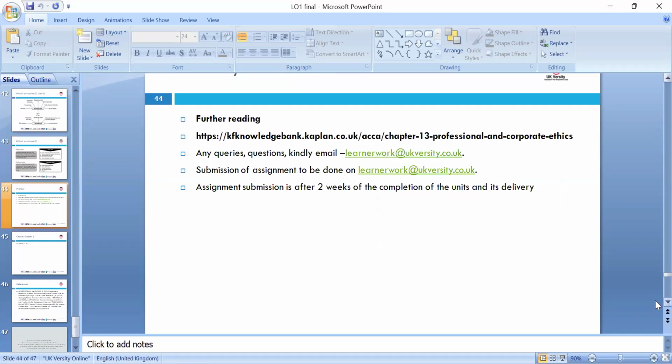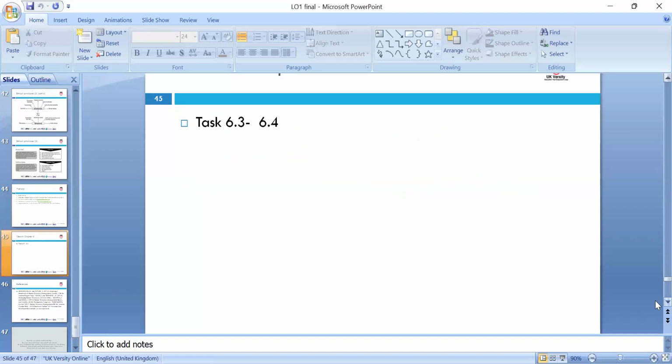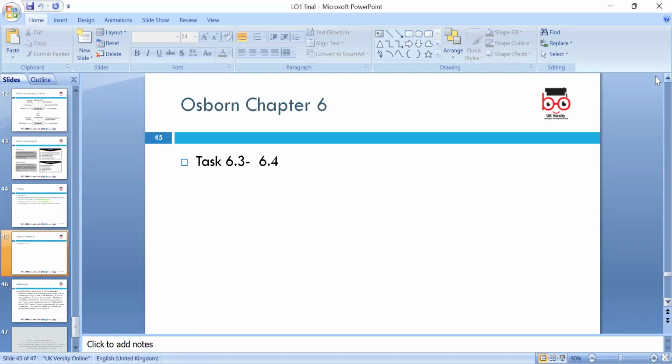Okay, so today we discussed different standards. Please, we have the handout which is available on our Moodle page, Osborne handouts, chapters 6.3 to 6.4. It's good to look at, please. These two questions will help you to look at the standards and ethics.